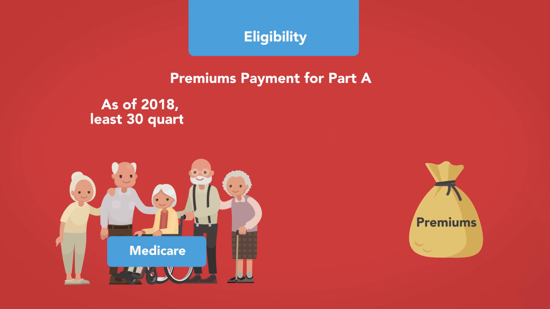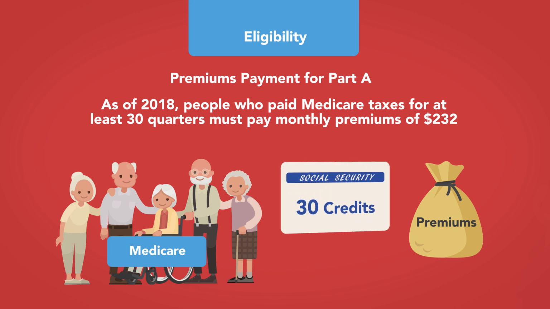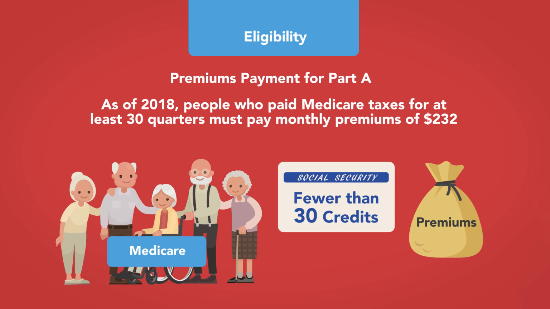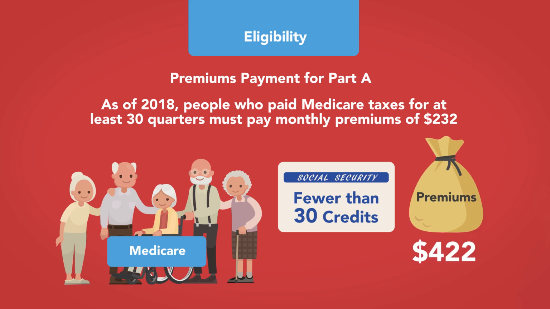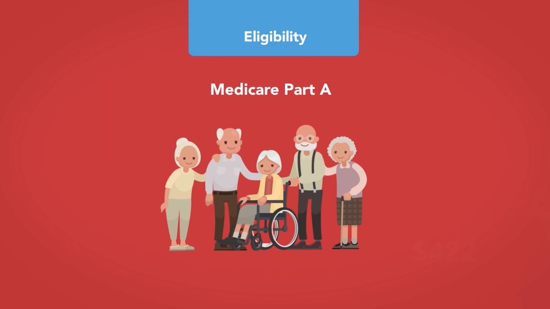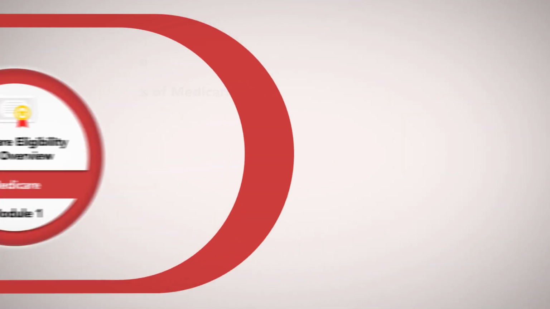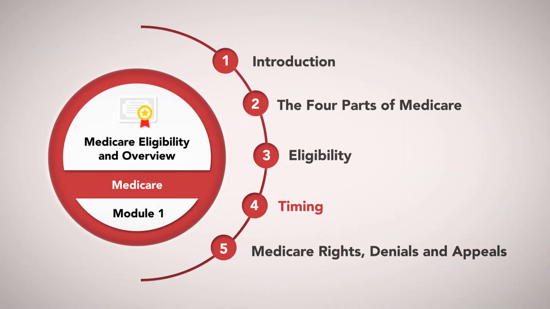As of 2018, people who paid Medicare taxes for at least 30 quarters and thus earned at least 30 working credits must pay monthly premiums of $232. People who earn fewer than 30 credits must pay monthly premiums of $422 for Part A. People who choose to sign up for Part A when not eligible for full benefits must also enroll in Medicare Part B. Timing.